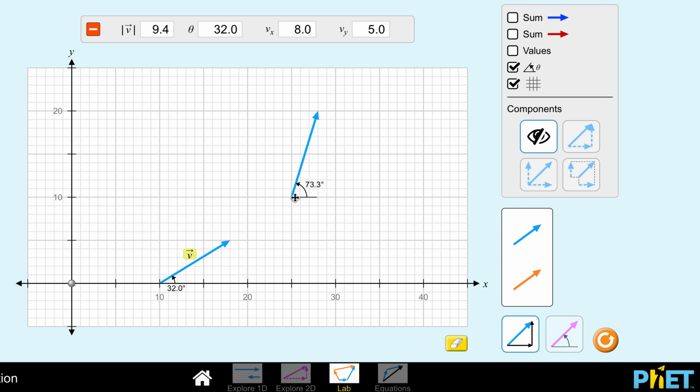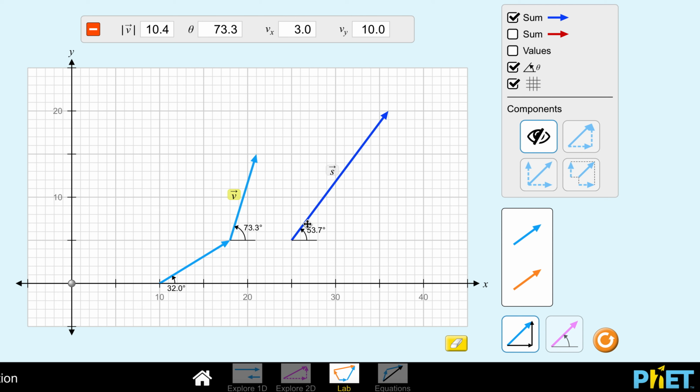The way that you add two vectors graphically is that you take one vector and leave it where it is, and you take the second vector. You can grab the vector by the tail and move it while keeping the length and direction the same, and place the tail of the second vector onto the tip of the first vector. Now let's see what the sum looks like. I'm just going to click on sum here. So this is the sum here.